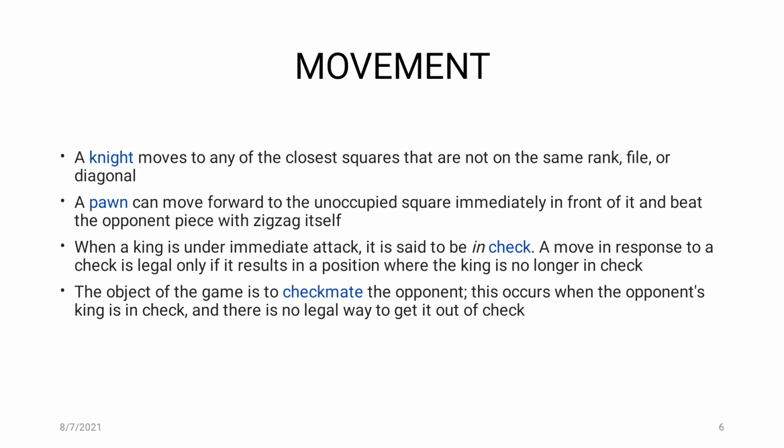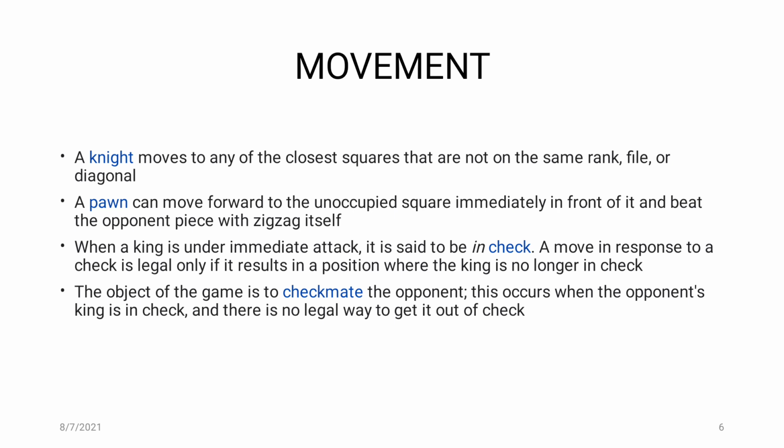A knight. The knight, which means a horse, moves to any of the closest squares that are not on the same rank, file, or diagonal. The horse moves in an L shape so that it hops over two steps ahead.